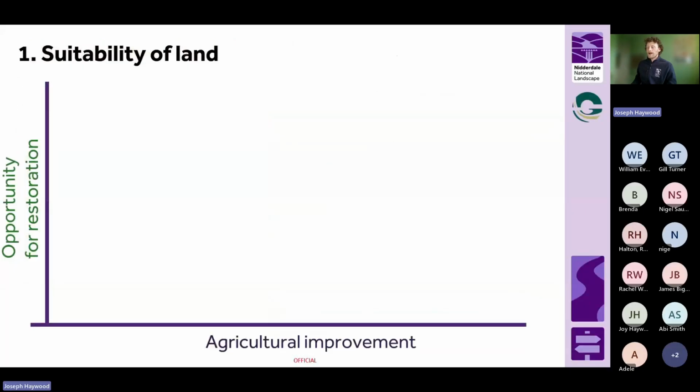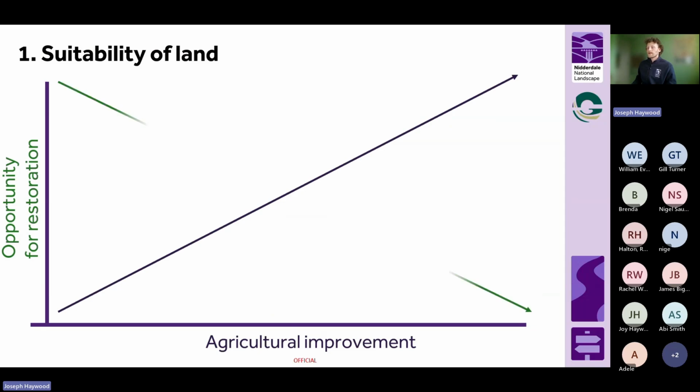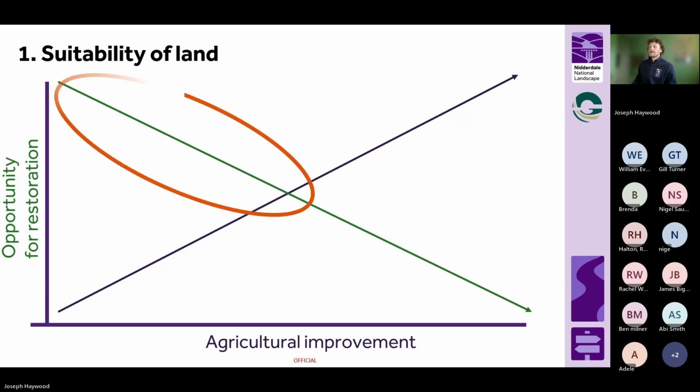So if we look at this graph, what you'll see is as agricultural improvement increases on the x-axis, your opportunity for restoration decreases on the y-axis. And in the top left of this graph is where you're going to have suitable land in terms of soil fertility for restoration.